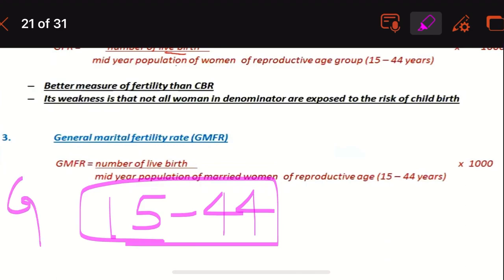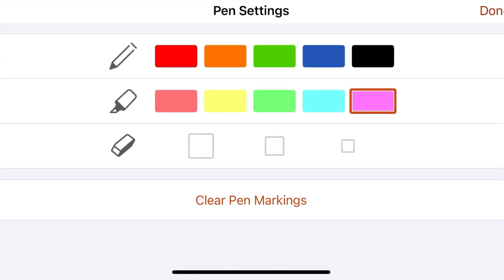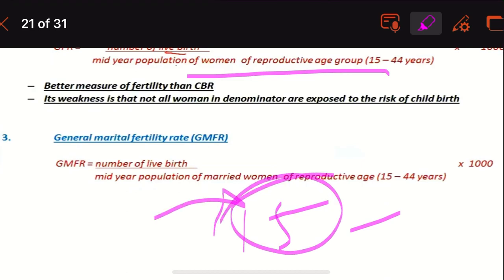Now in this, if a girl has not yet married, say she is marrying at the age of 20, she has not started her fertility yet. She has entered the reproductive group, but she is not exposed to the risk of childbirth. She has not conceived, she has not given birth to a live baby. And another woman has attained her family size and got her hysterectomy done at the age of 40. Also, she is not participating. So we see that the women who are not married yet are also added here in the general fertility rate. You are considering the women of the reproductive group, she has entered, so I'm considering her.